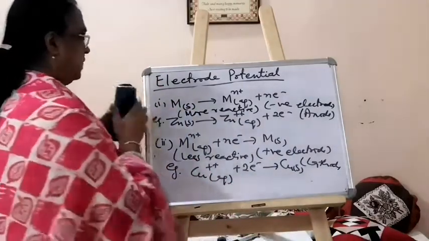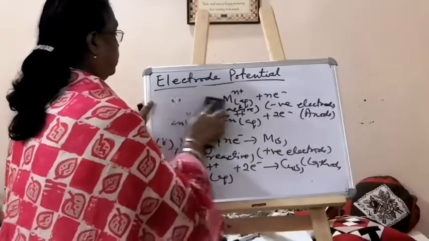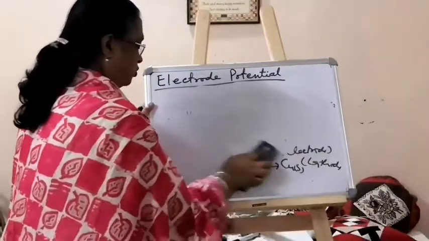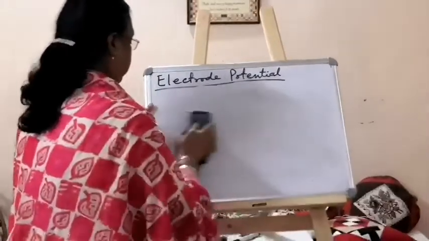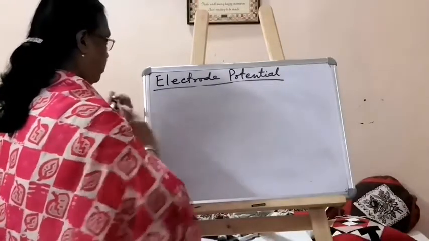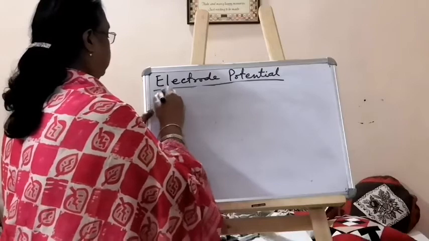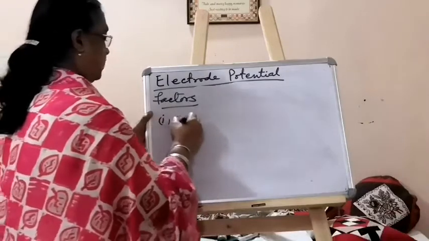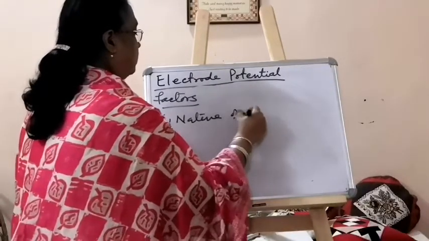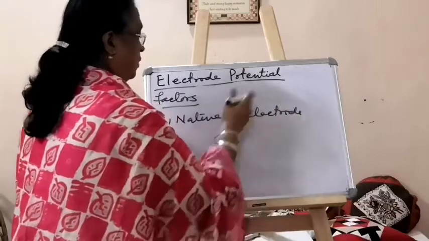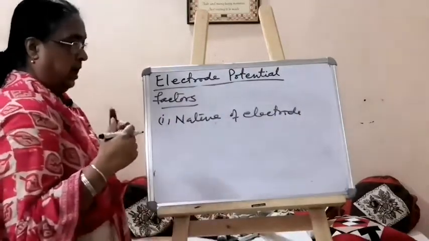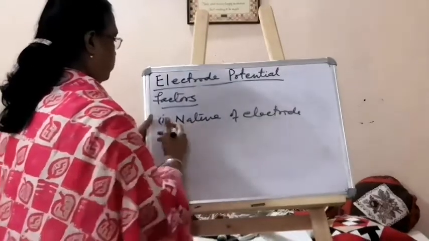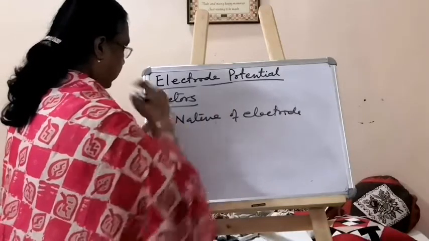So this is about your electrode potential, and electrode potential depends upon two main factors. The first factor is the nature of the electrode. What is the nature of the electrode? You have seen more reactive or less reactive, having a tendency to lose electrons faster or a tendency to gain electrons. So, nature of electrode.